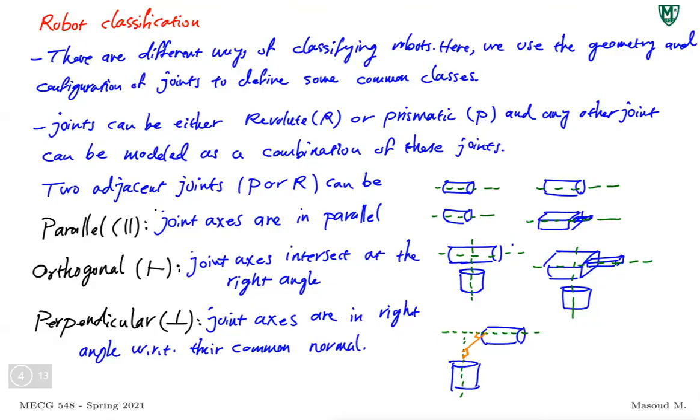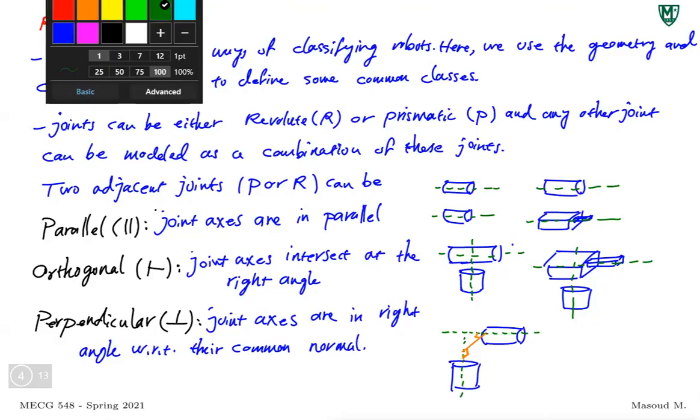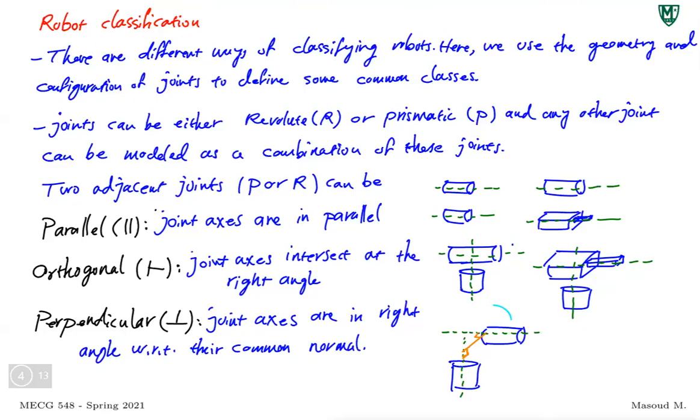Hopefully you can see that. So think about it this way. These two can become parallel if we rotate the second one 90 degrees. If I rotate this one 90 degrees this way, they become parallel. So the difference between perpendicular and orthogonal is that orthogonal joint axes are in the same plane. Perpendicular joint axes are not in the same plane, but there is a common normal that both axes create a right angle with respect to.